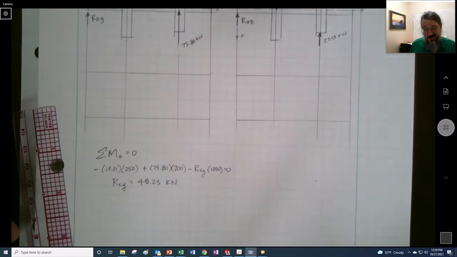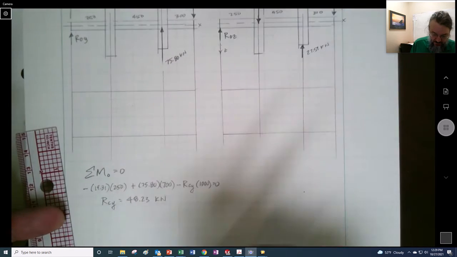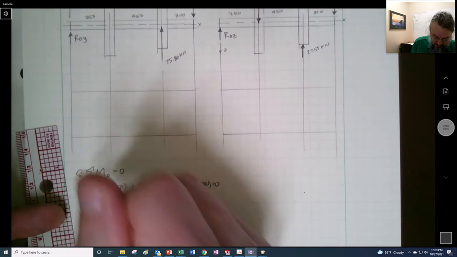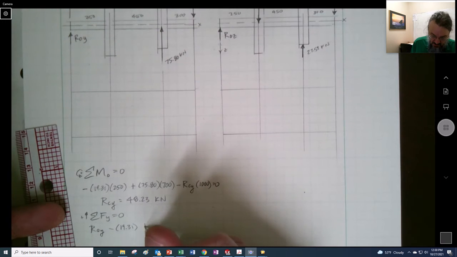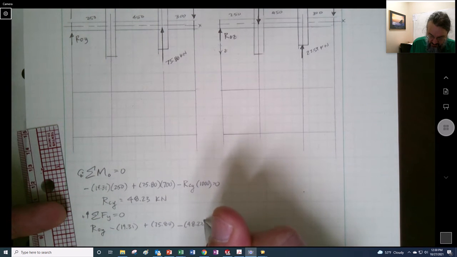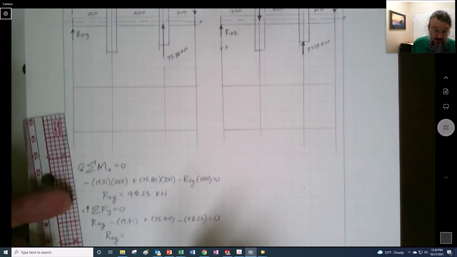Just trying to make sure. That's the reason why we methodically do the thing, so we get the positive and negative things correctly. That's one example. So we have the sum of the forces in the y direction equals 0. Here we go. And so we're going to say Ry, and then minus 19.31, and then plus 75.80, and then we're going to go minus 48.23, and Ry is going to be equal.